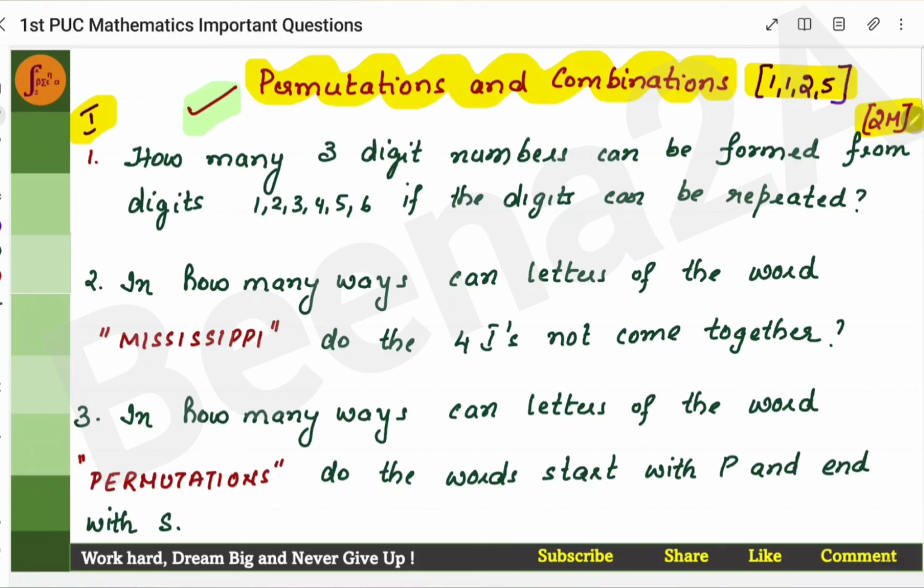So here are some examples, right? The digits are given. You have to see how many 3-digit numbers you can form. Again, the word Mississippi is given. You have to find the arrangements in such a way that the 4 I's are not coming together. This one, right?